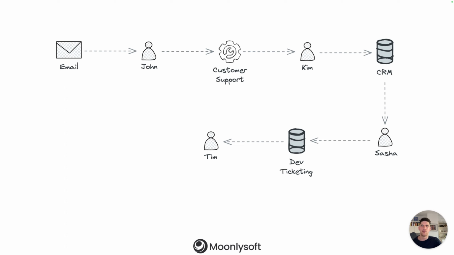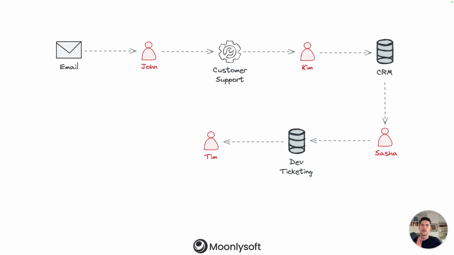Well, let's take an example. Let's say that we have an email that is coming to our system. We have a customer success person associated with it called John. Then it goes to the customer support system, then to Kim, that's another person that needs to extract the ticket from the customer support and update it into the CRM, then Sasha has to transfer it to the dev ticketing system, then Tim, the developer, has to fix the bug or fix the feature, and then the flow will go backwards.